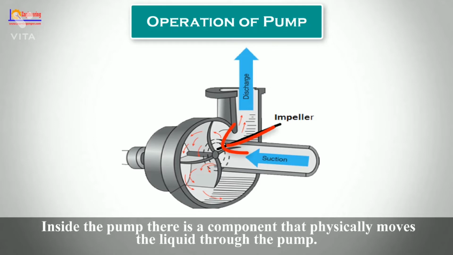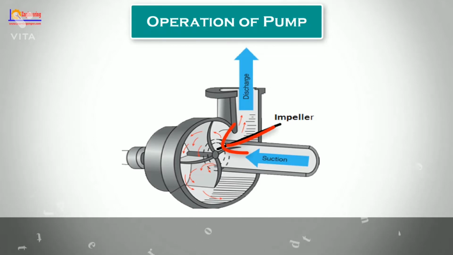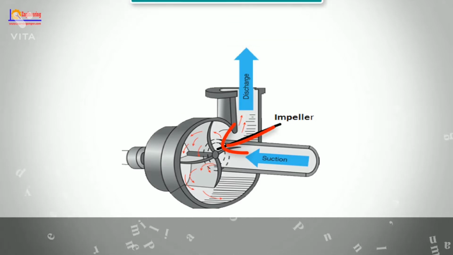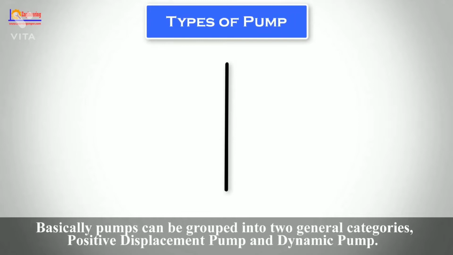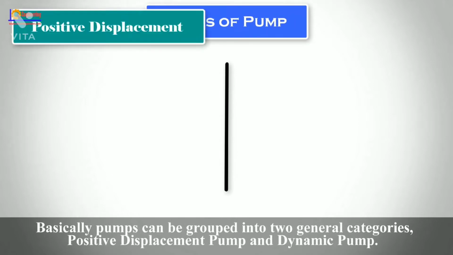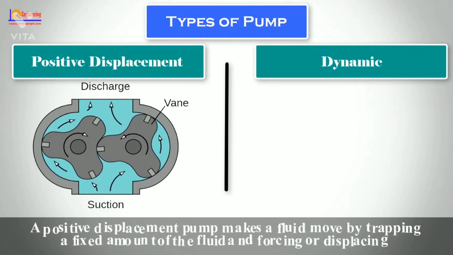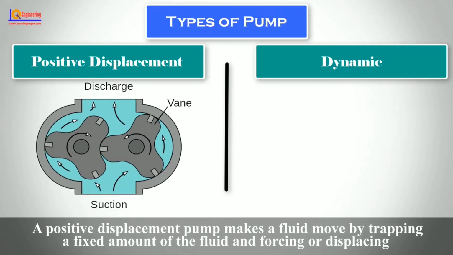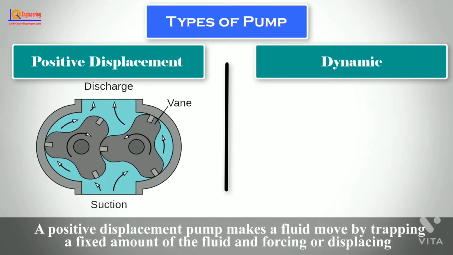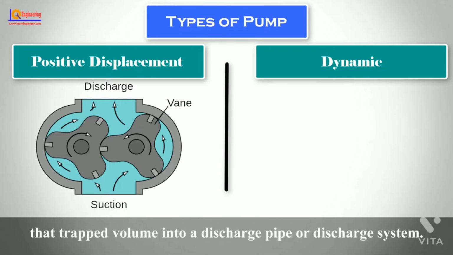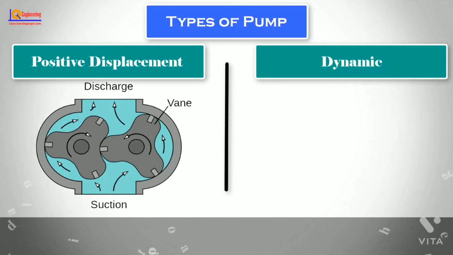Inside the pump, there is a component that physically moves the liquid through the pump. The type of component that's used determines the type of pump. Basically, pumps can be grouped into two general categories: positive displacement pumps and dynamic pumps. A positive displacement pump makes a fluid move by trapping a fixed amount of the fluid and forcing or displacing that trapped volume into a discharge pipe or discharge system.